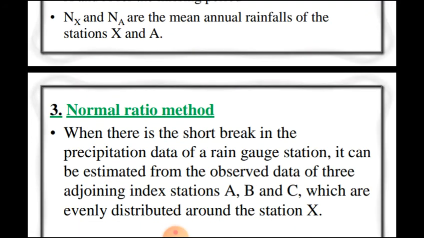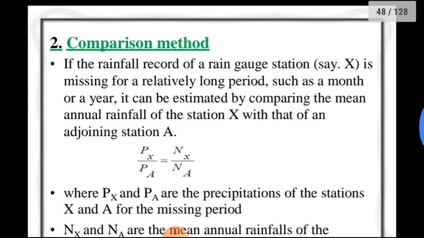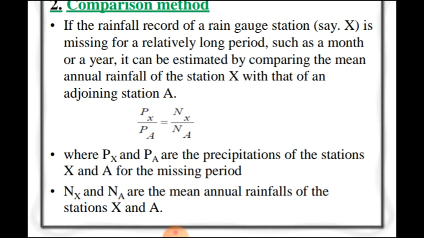Normal ratio method, and comparison method. If the rainfall record of a rain gauge station is missing for a relatively long period, such as a month or a year, it can be estimated by comparing the mean annual rainfall of station X with that of an adjoining station A. Here that is also a simple method, normalization.